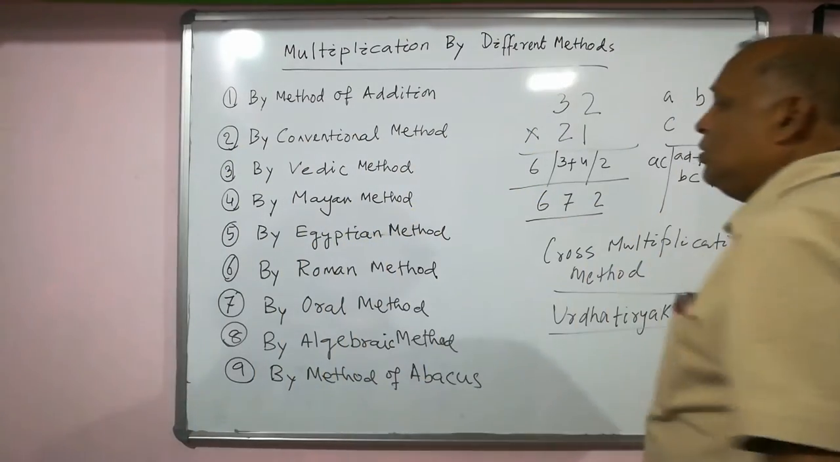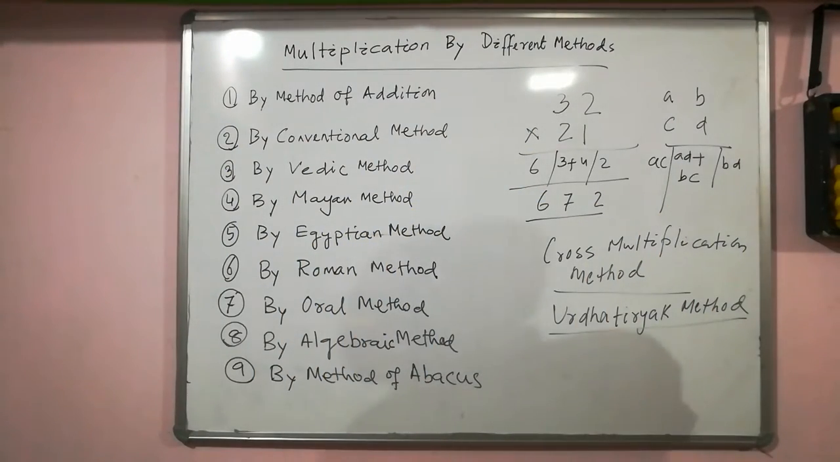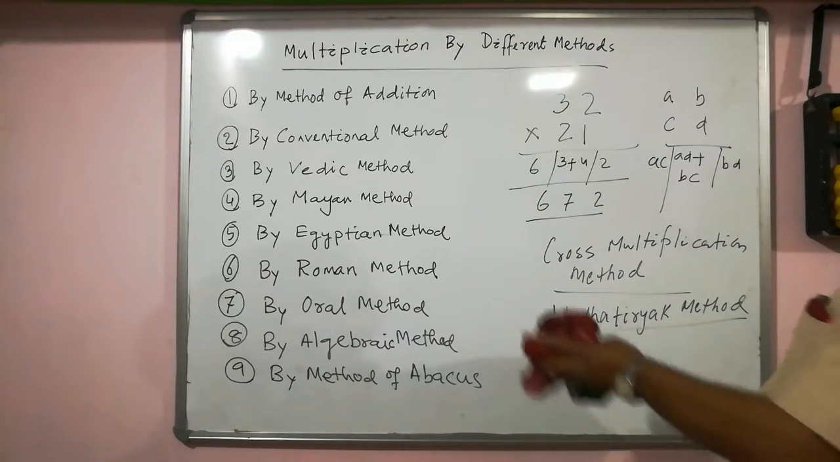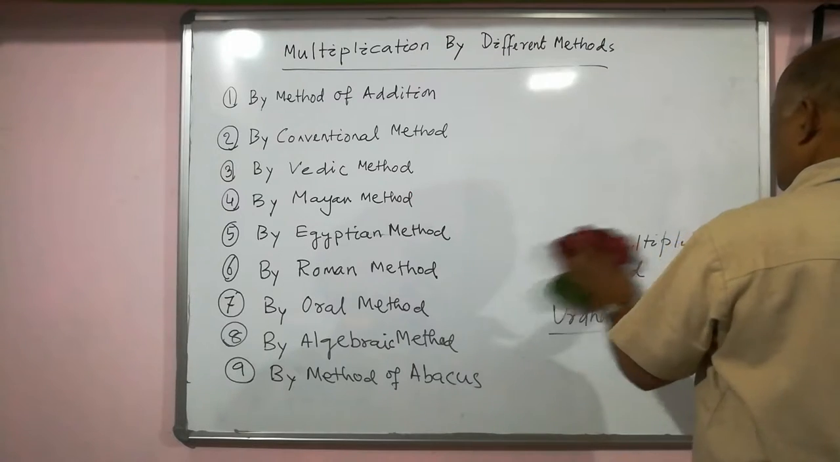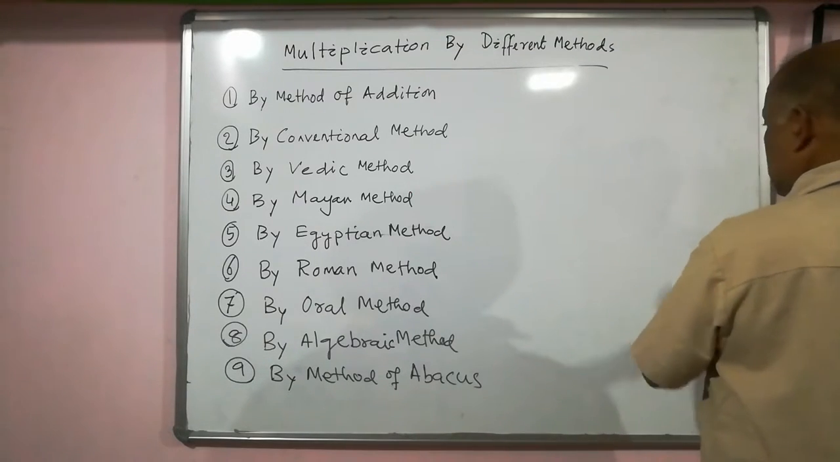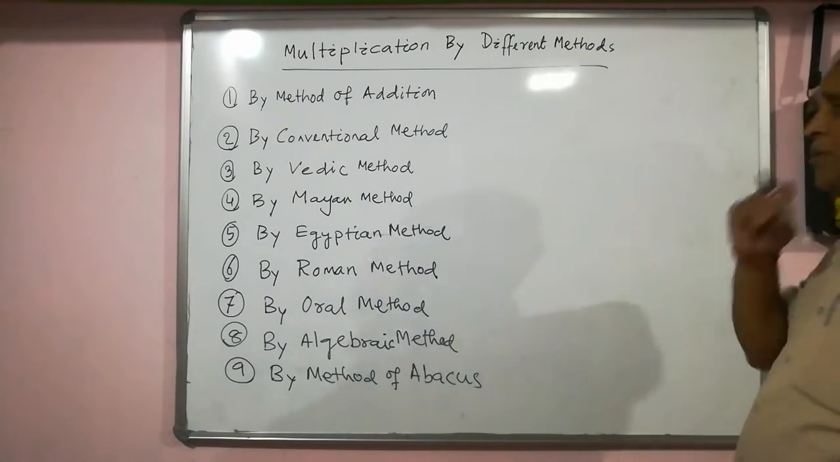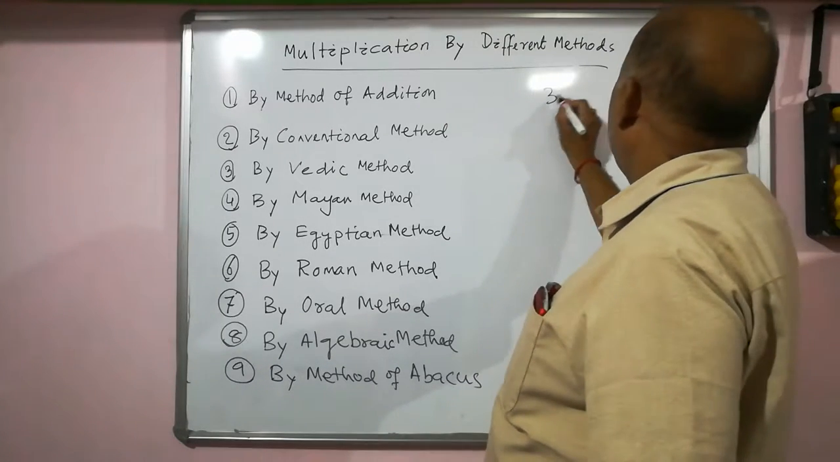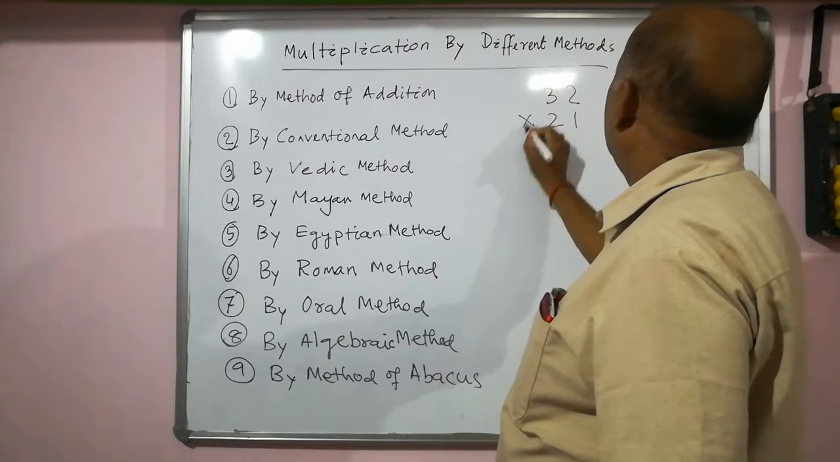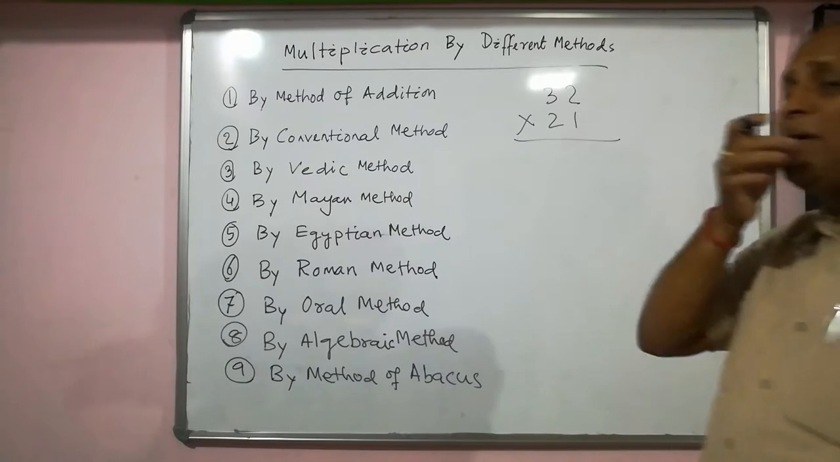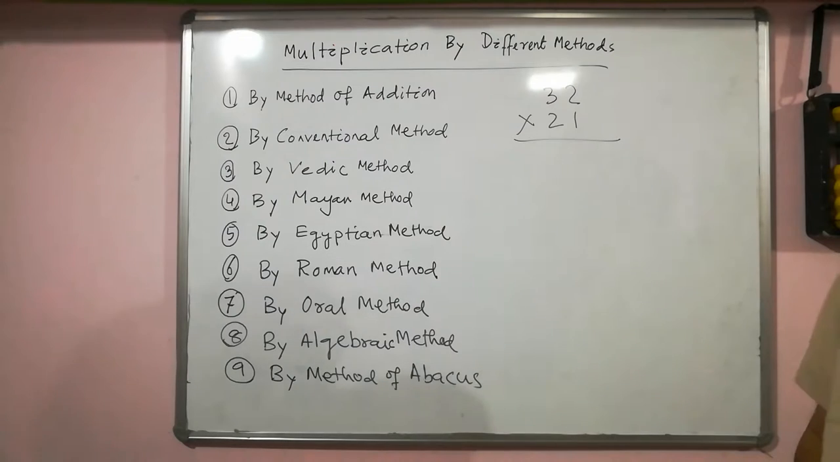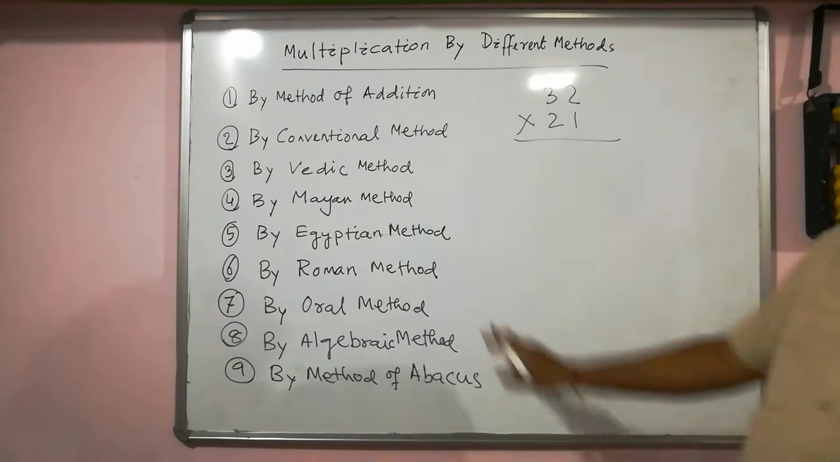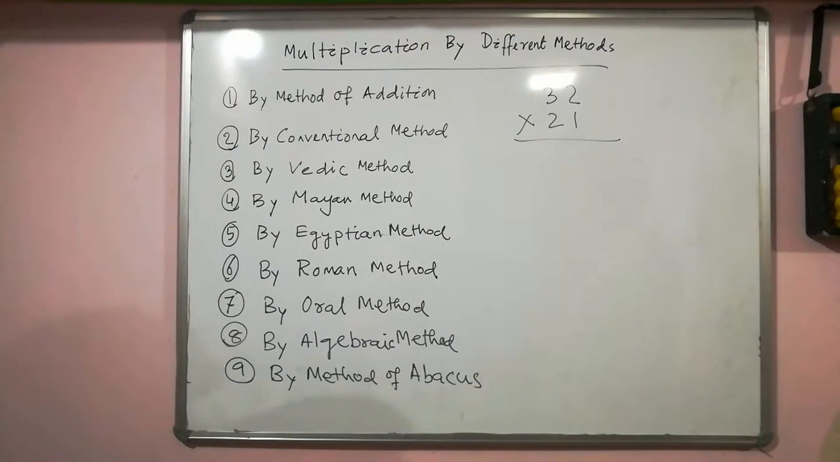So next is the Mayan method. This is an ancient method. The Mayans were a civilization in the Mexican area, that is, South American area. They used this method. That is 32 into 21. The Mayan method is a vigesimal system based on 20. So in the Mayan method, they use lines to do the multiplication.